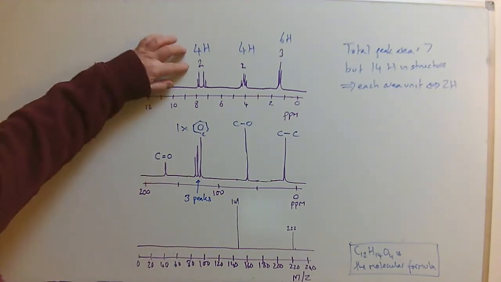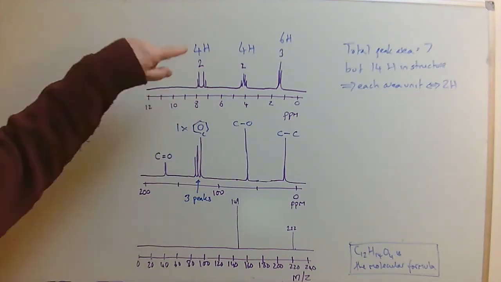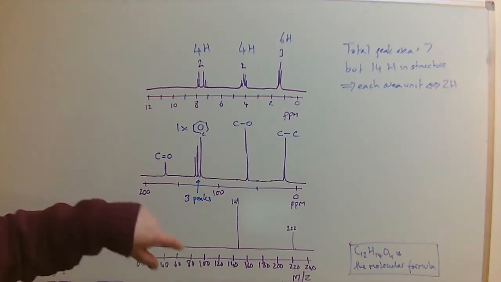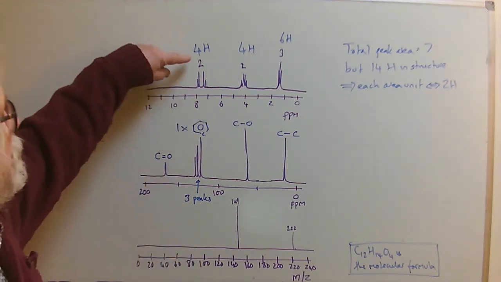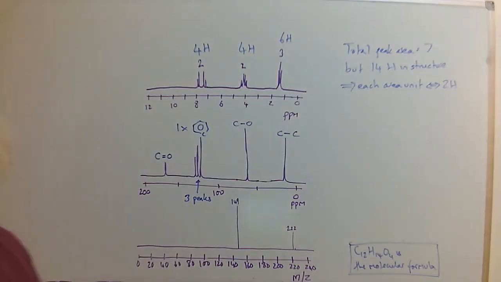And so sometimes you have to say, well, it's not 2 to 2 to 3, it's 4 to 4 to 6, or 6 to 6 to 9, or whatever. And as long as you know what the molecular formula is, that's not a problem, because you can work out what you have to multiply it by in order to get it to add up to the right number of hydrogens.